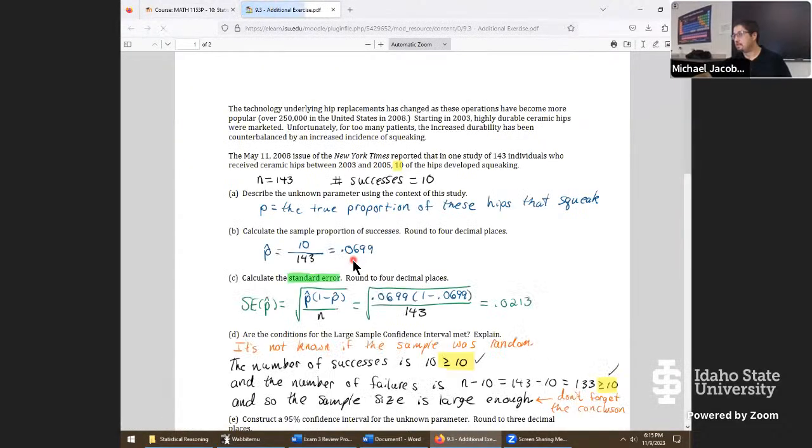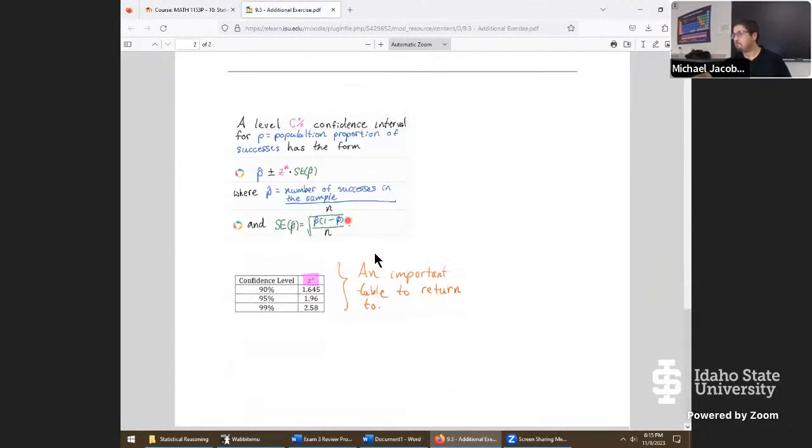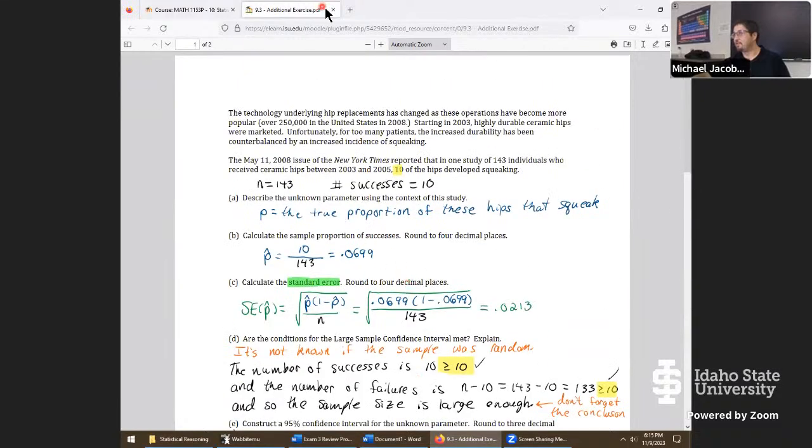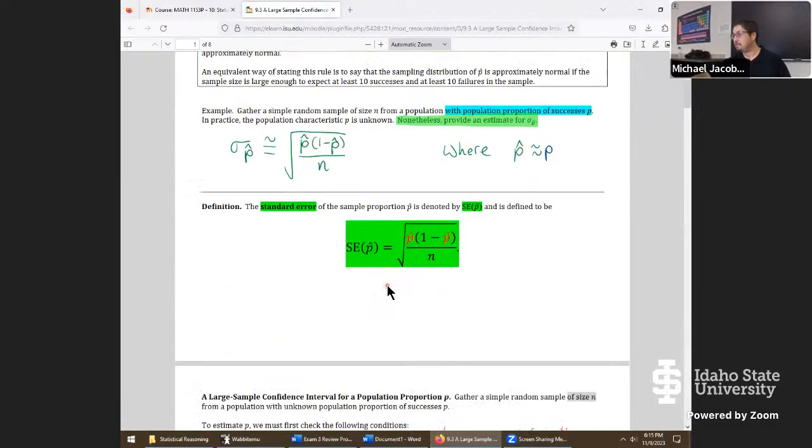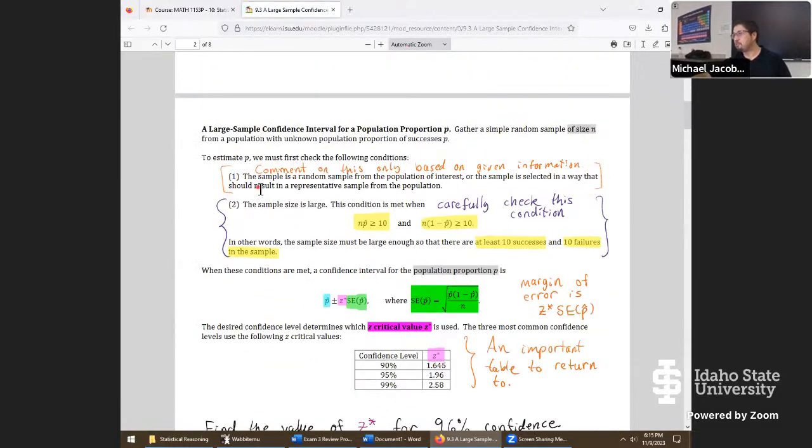oh, where are the formulas? Oh, that's 9.3 additional exercise. That would make sense. In the formulas, the author says the sample is a random sample from the population of interest. That's what we hope, and we hope it's a simple random sample. Or this happens in real studies. The sample is selected in a way that should result in a representative sample from the population.